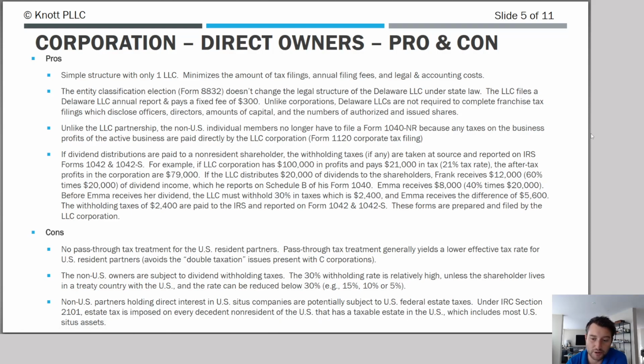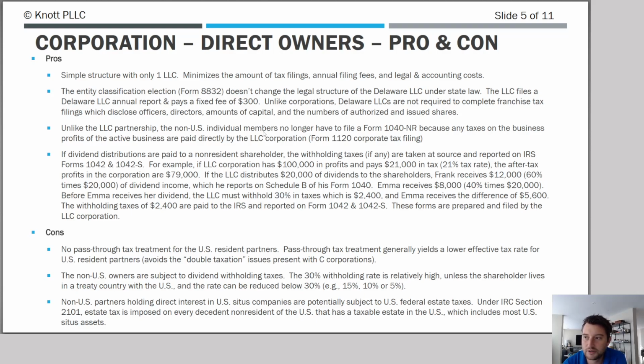Okay, now, again, the same issue with the estate tax. Last bullet point here, the non-U.S. partners holding direct interest in those U.S. situs companies are potentially subject to an estate tax if they pass away while holding the asset in the U.S. in their personal name. That's generally how the estate tax works for non-residents. Anything held in your personal name that's a U.S. situs asset, when you pass away, that's part of your taxable estate. And again, you would owe estate taxes on anything over $60,000.